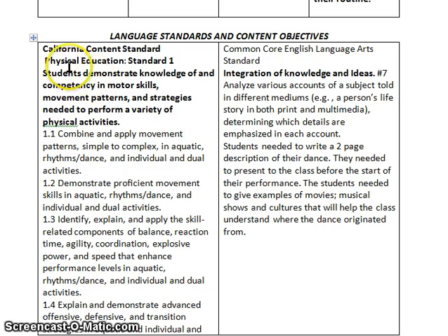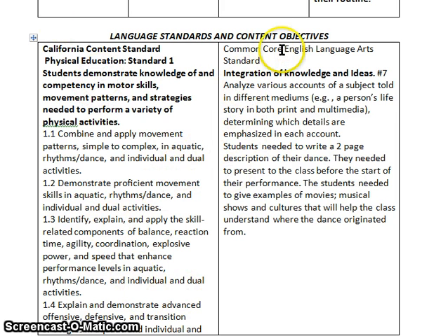So real quickly, let's go over the standard, because this is a little different. This standard is Physical Education Standard 1. The students demonstrate knowledge of and competency in motor skills, movement patterns, and strategies needed to perform a variety of physical activities. They combine and apply movement patterns, simple to complex, in aquatic, rhythms, dance, and individual and dual activities. So they learn how to be proficient in these areas.